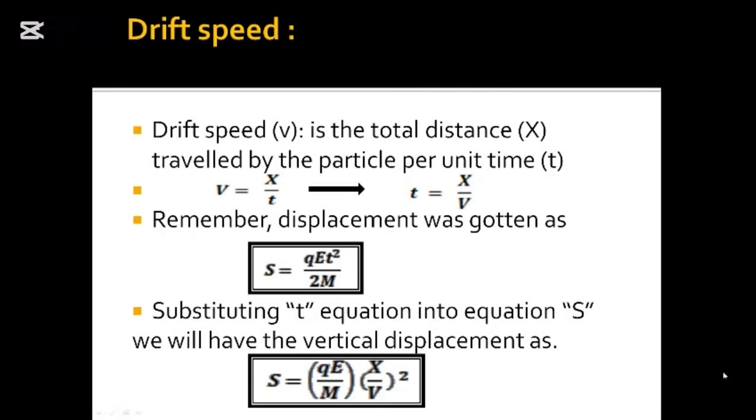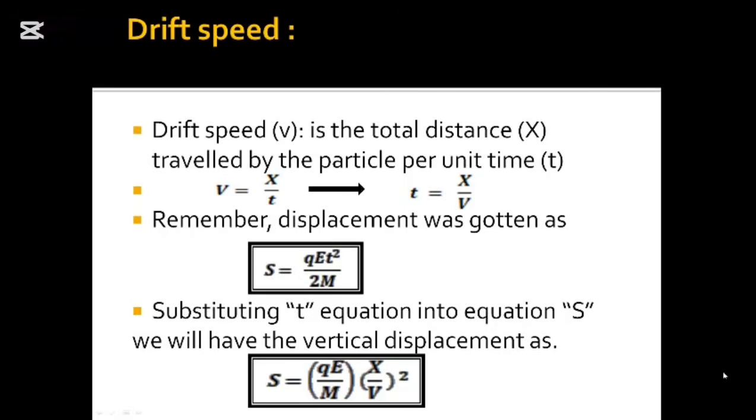But now some books just put it as total mass, or capital letter M, showing that this is the total mass of the system. In any of them, don't get confused. I restate it. Displacement is equal to qEt squared over 2m. Now, what you do is just put the equation of x over v as t squared, and your answer will come out. Thank you, and have a wonderful lecture proceeding.